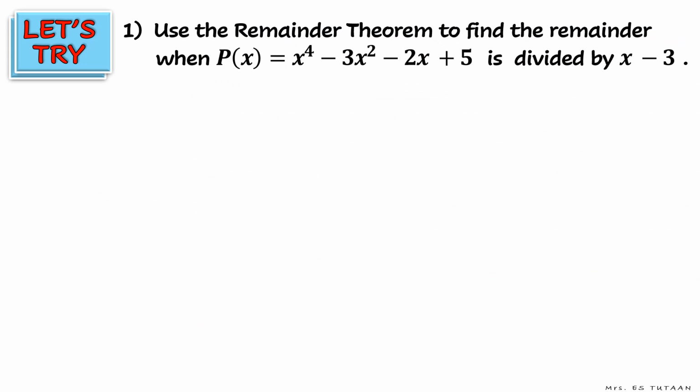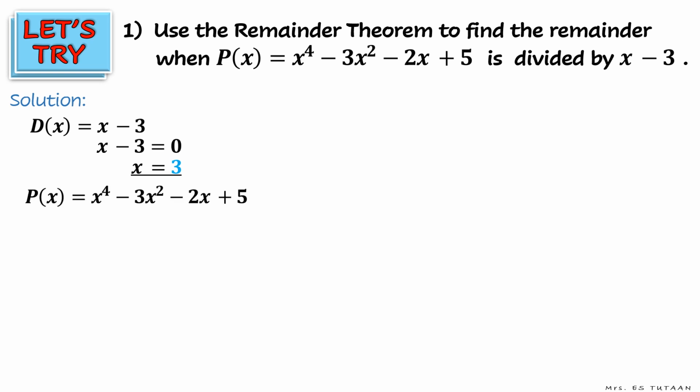Okay, let's try problem number 1. Use the remainder theorem to find the remainder when p of x, which is equal to x to the 4th minus 3x squared minus 2x plus 5, is divided by x minus 3. Solution, we have our divisor is x minus 3. So, the first thing we need to do is to equate our divisor to 0. So, yan ay magiging x minus 3 is equal to 0 and then solve for the value of x. So, that is x is equal to positive 3.